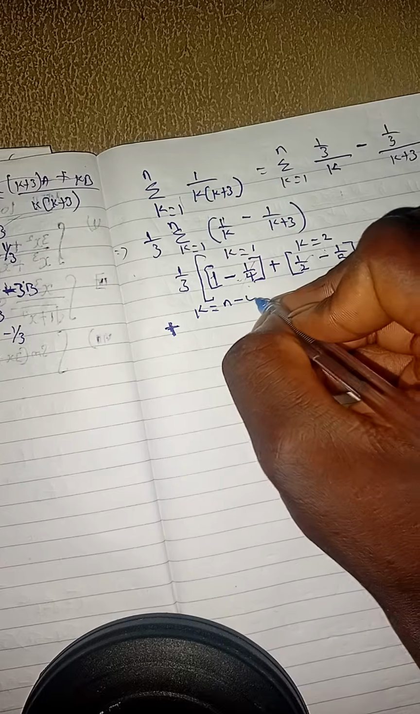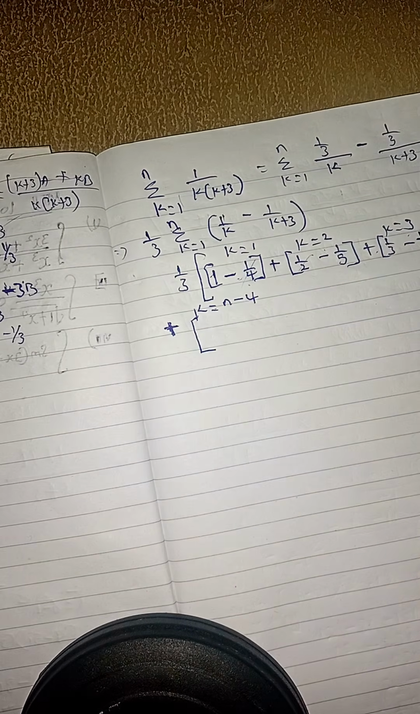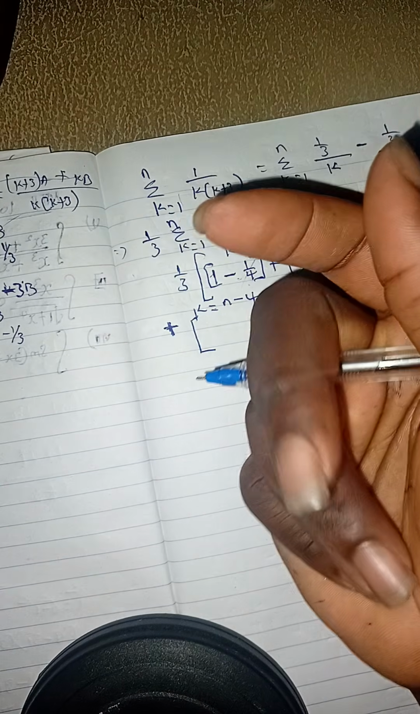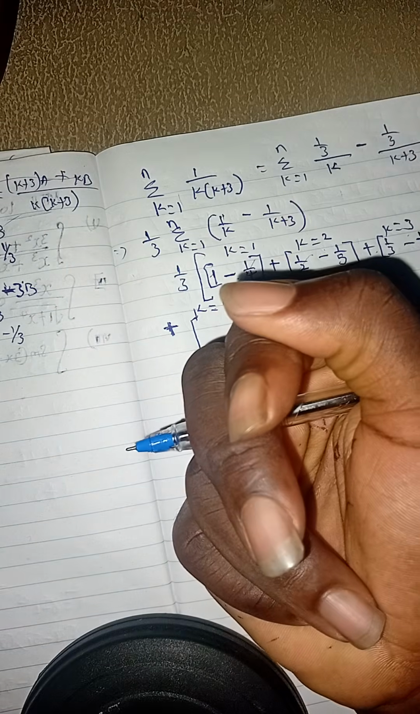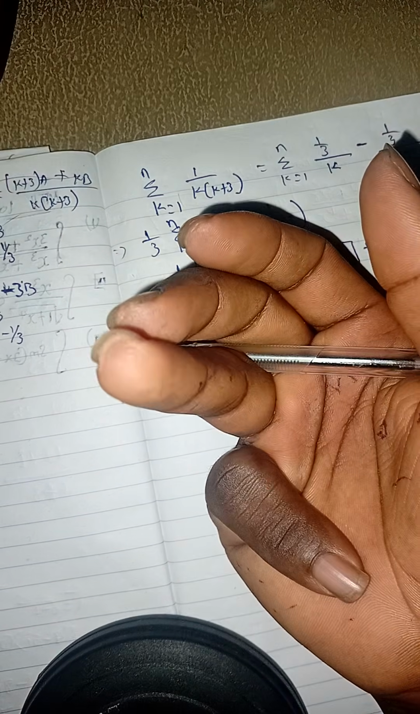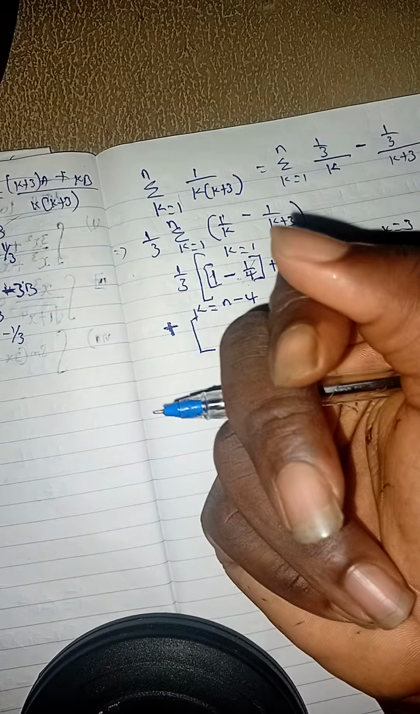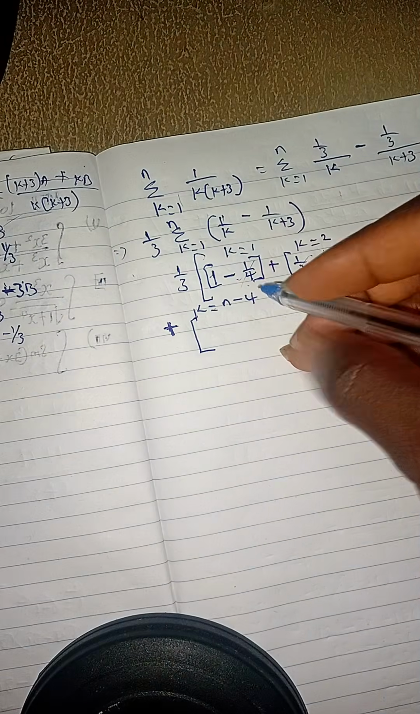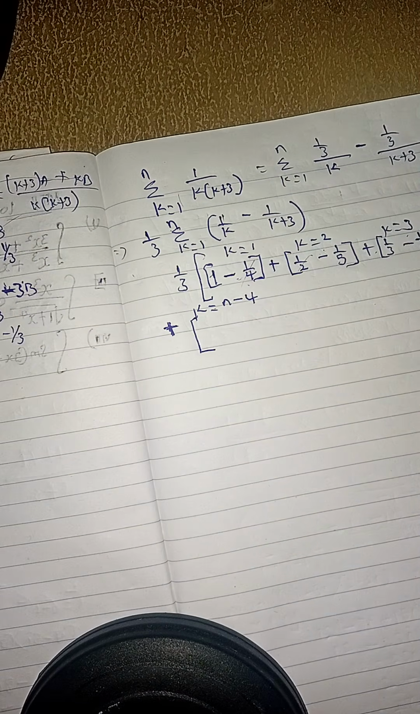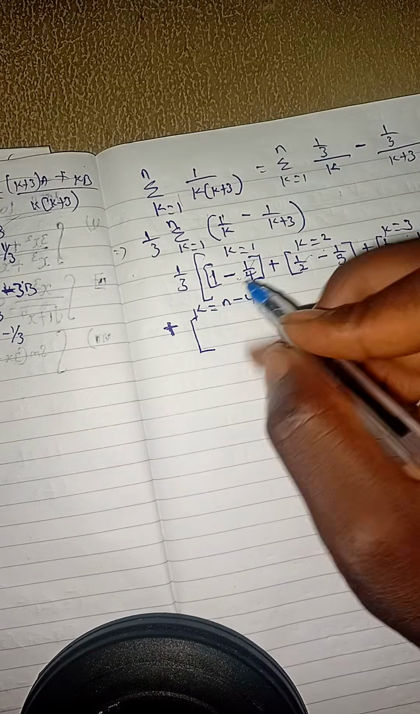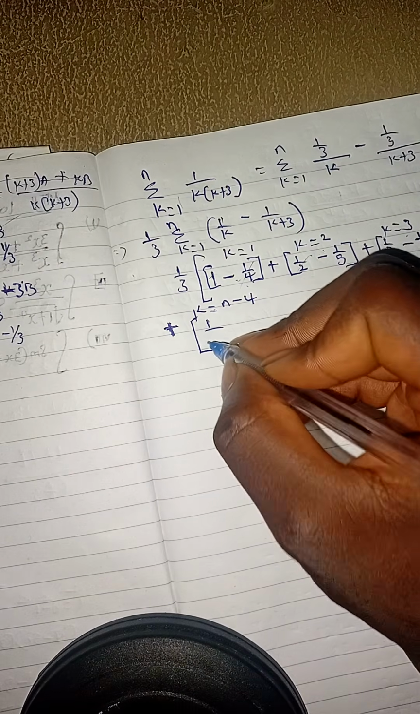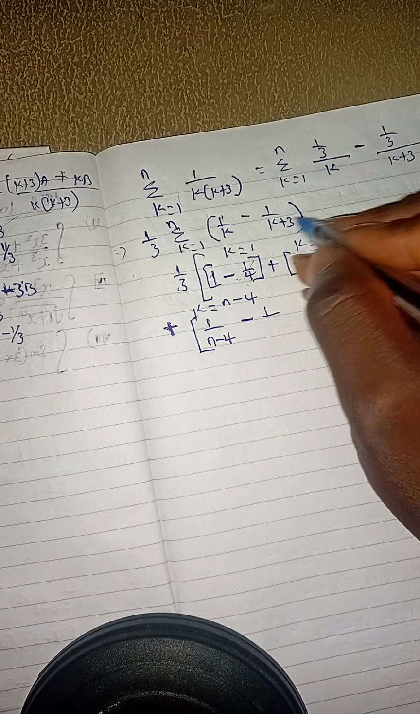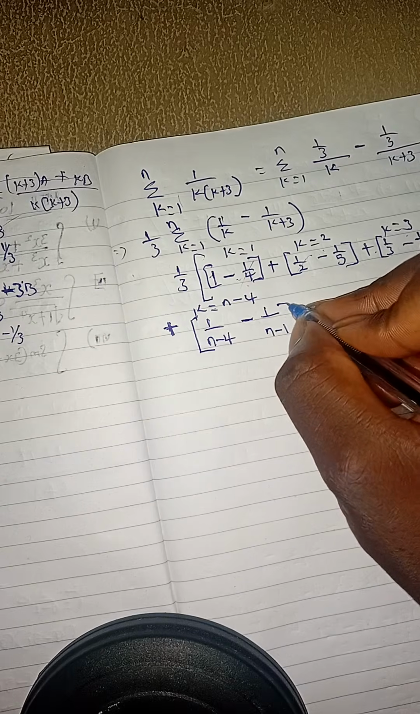n minus 4, n minus 3, n minus 2, n minus 1, n. That's 5 numbers, so that's the fifth to the last. So not n minus 5. If you start with n minus 5, that means you want to write 6 terms. So when k equals n minus 4, 1 over k will give you 1 over n minus 4 minus 1 over n minus 4 plus 3, which is n minus 1.